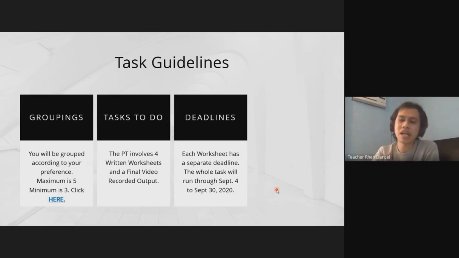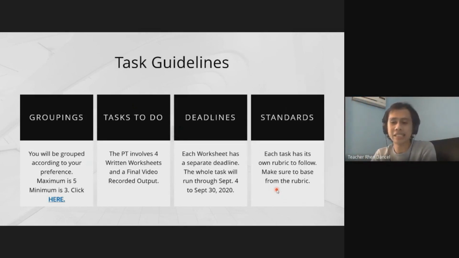Deadline, since we are following scaffolds, then each worksheet has its own reasonable deadline. The whole performance task will run through a month, starting today, September 4, up until September 3. So you can use the whole period to perform the process or the flow of mathematical modeling presented to you earlier. And lastly, standards. Since we have four different worksheets and one final output, then we're going to be presenting to you different set of rubrics for the worksheets and output itself.